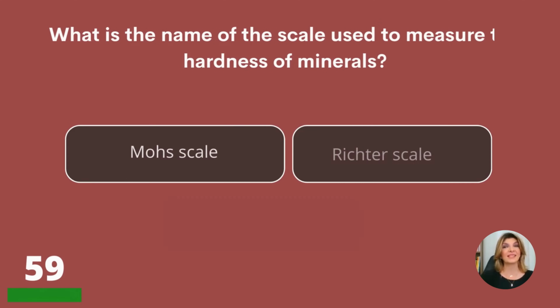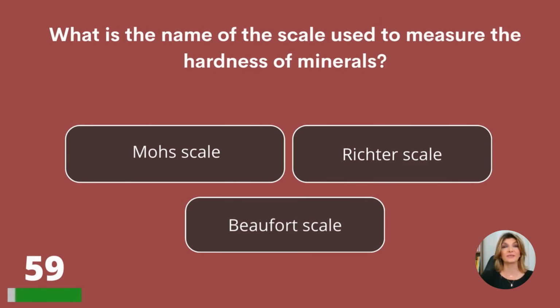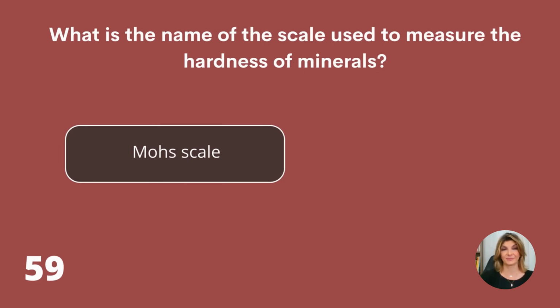What is the name of the scale used to measure the hardness of minerals? Mohs scale, Richter scale, or Beaufort scale? Mohs scale.